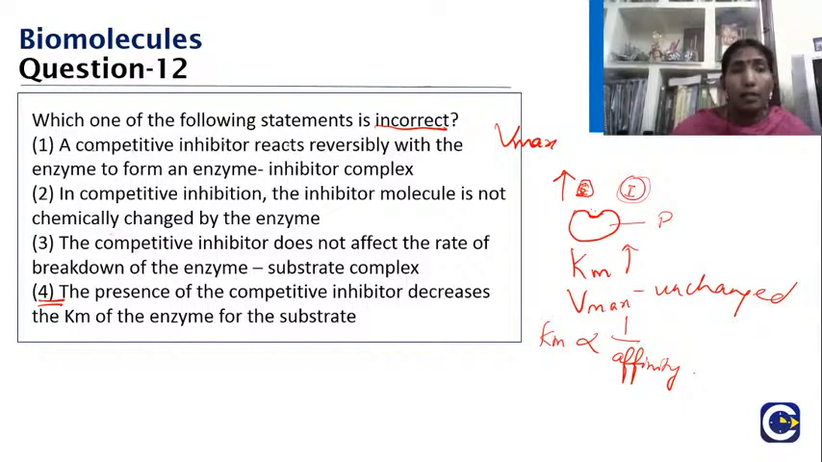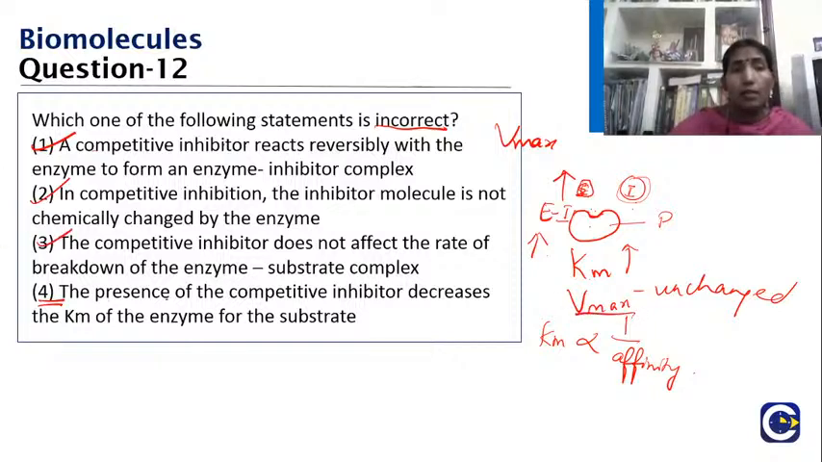A competitive inhibitor reacts reversibly with the enzyme to form an enzyme-inhibitor complex. Yes, it is a reversible combination, and it is going to form the enzyme-inhibitor complex. Whenever the concentration of the substrate is increased, this is reversible. Yes, this is correct. In competitive inhibition, the inhibitor molecule is not chemically changed by the enzyme. Yes, this is true. The competitive inhibitor does not affect the rate of the enzyme breakdown. Yes, there will not be any change in the Vmax.